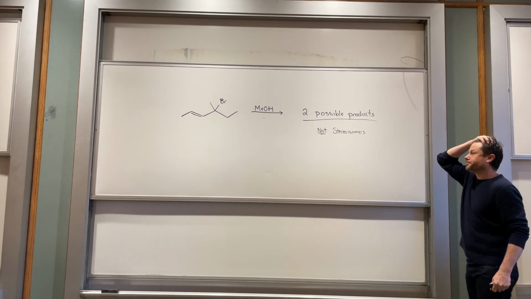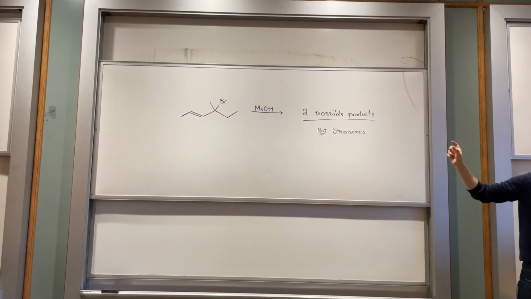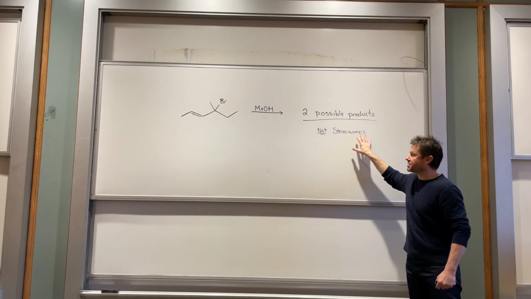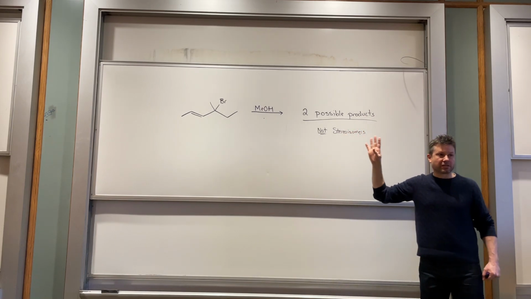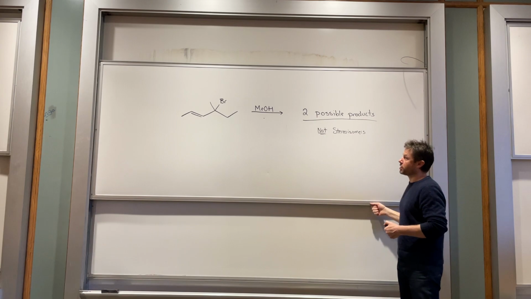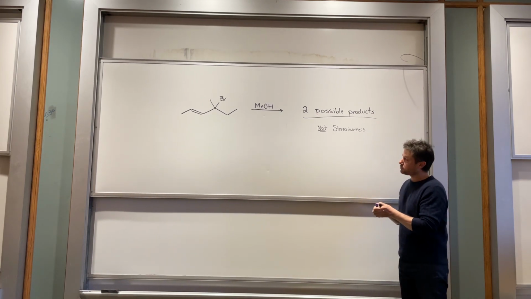Let's take a look at this problem on the board. As I said, there are two possible products. The products that I'm thinking of are not related to stereoisomers. That's not to say we won't make stereoisomers. If we include all stereoisomers, there are four possible things that we can make. So two of the products will have enantiomers related to them.